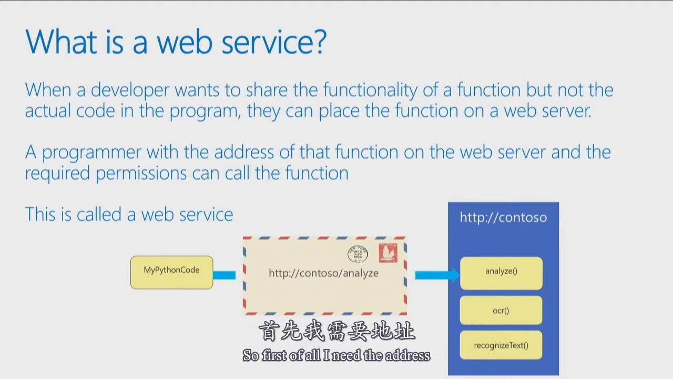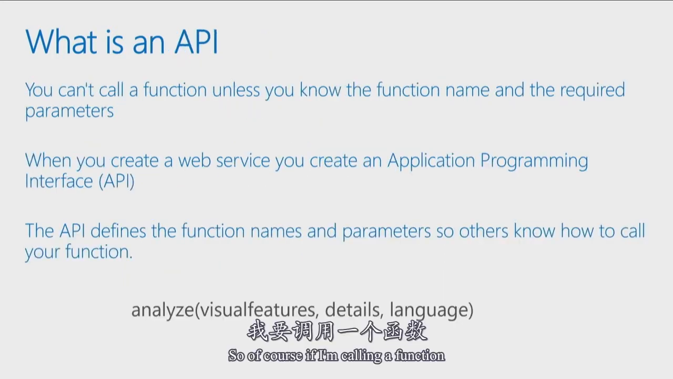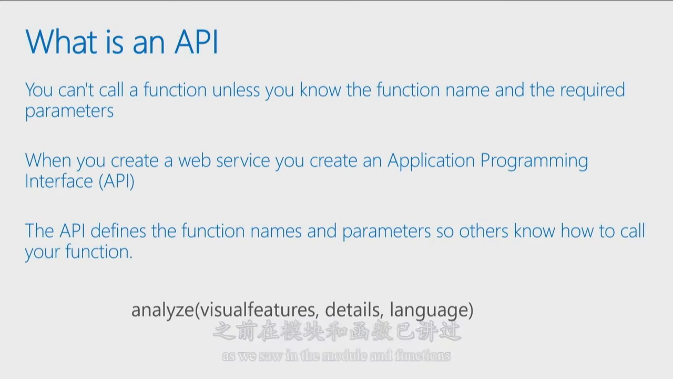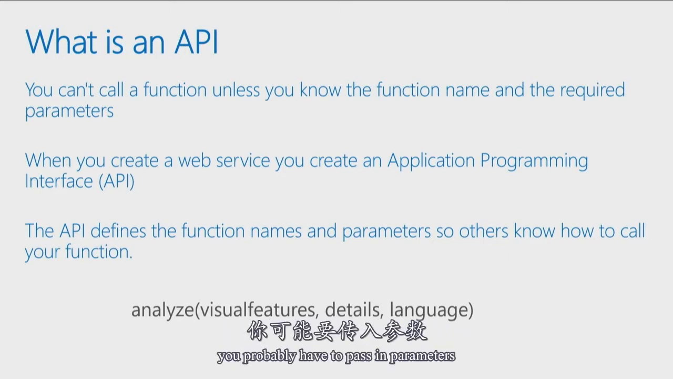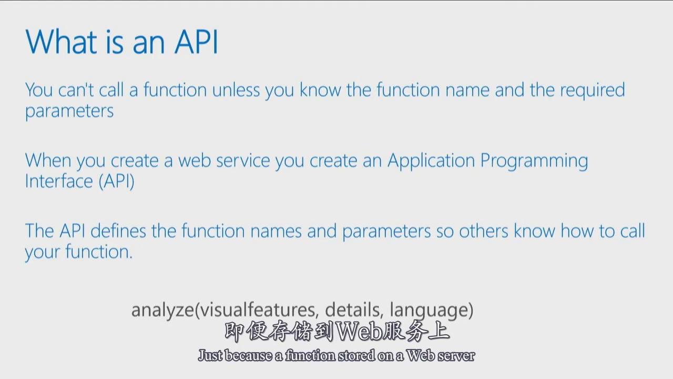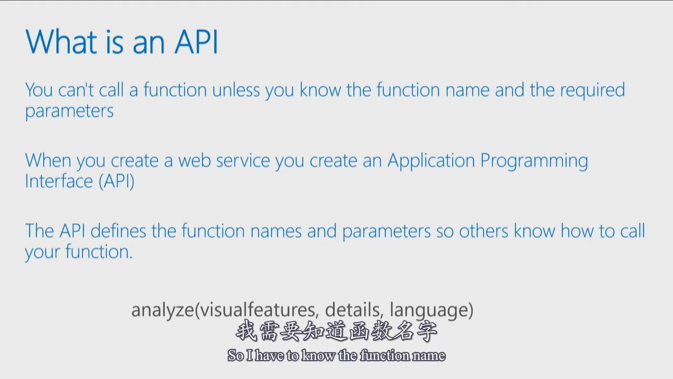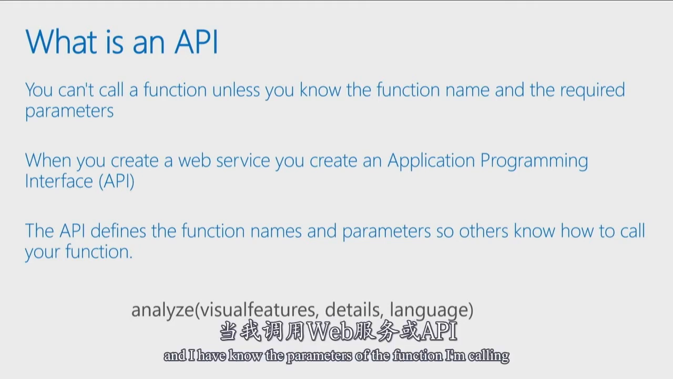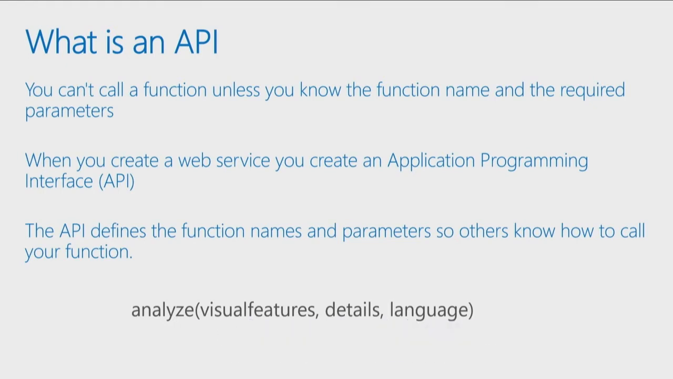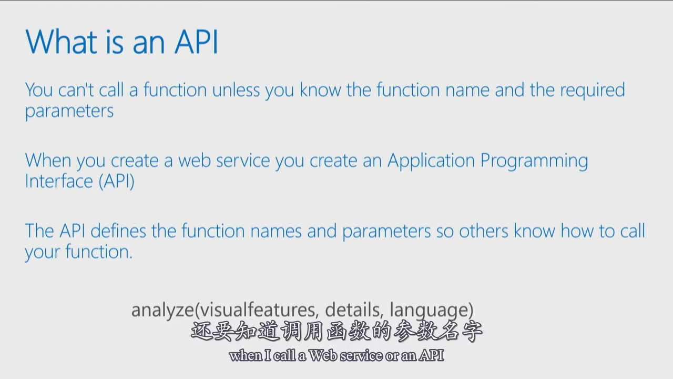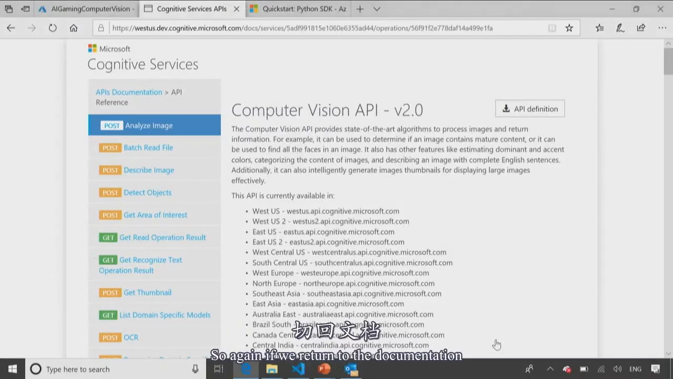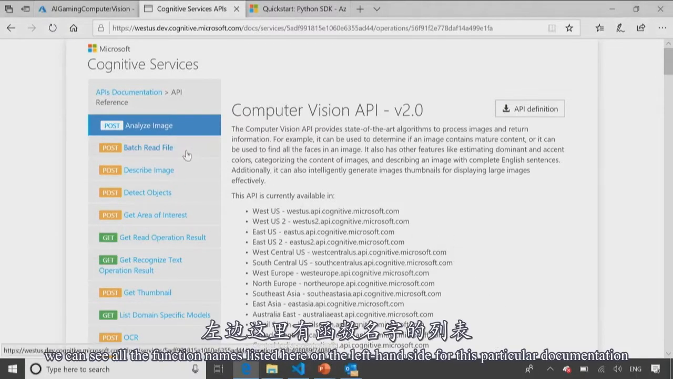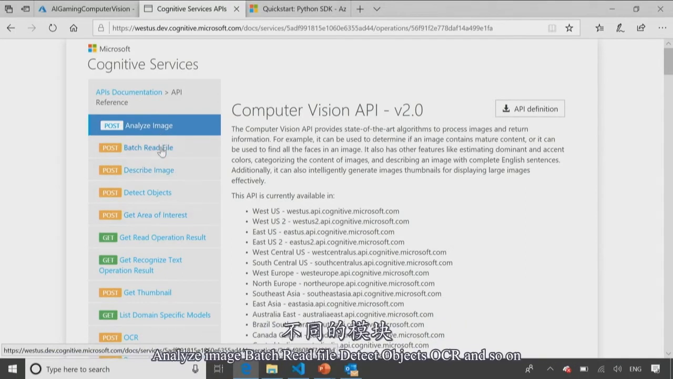So first of all, I need the address. And of course, if I'm calling a function, as we saw in the module on functions, when you call a function, you probably have to pass in parameters. Just because a function is stored on a web server doesn't change that fact. So I have to know the function name, and I have to know the parameters of the function I'm calling when I call a web service or an API. Again, if we return to the documentation, we can see all the function names listed here on the left-hand side for this particular documentation: analyze image, batch read file, detect objects, OCR, and so on.